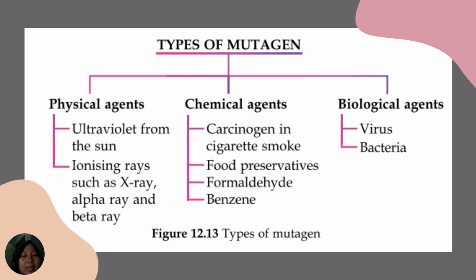mutation. Sorry. All right, and then second is chemical agents. Chemical agents are carcinogens that can be found in cigarette smoke, food preservatives, formaldehyde, and also benzene. So these are the chemical agents that can cause mutation. And the last one, biological agents, is virus and bacteria. Virus and bacteria also can cause mutations.